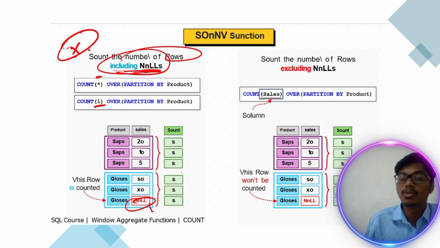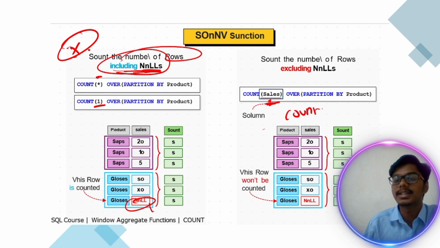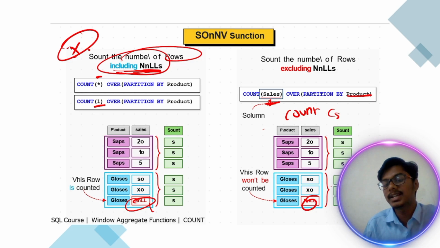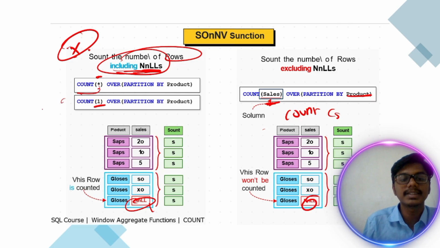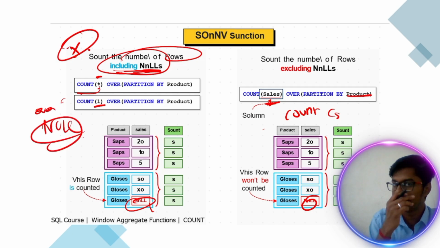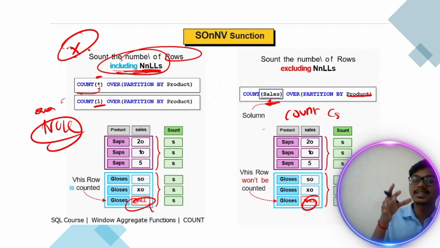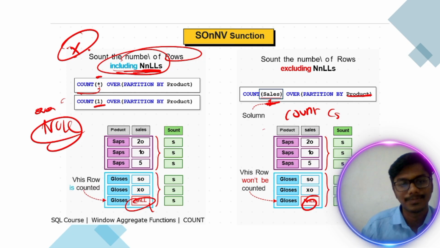If you want to exclude the nulls, just give the column name: COUNT(sales) OVER PARTITION BY product. If you write it like that, it doesn't count the null. That's the basic intention. Star means everything. Null is also a data type, also a value, so the count function considers nulls as a value too, counting the null as a 3.